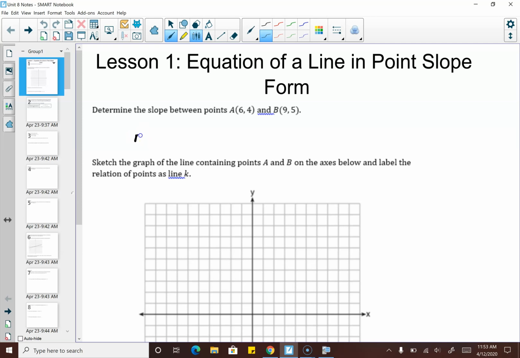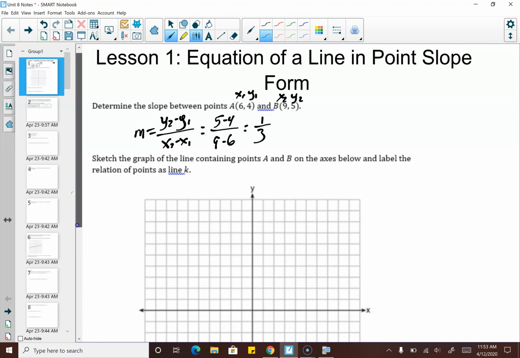If you remember, in y equals mx plus b, our slope is m, and here is our formula: y2 minus y1 over x2 minus x1. In other words, change in y over change in x. If we look at our 2 points, it doesn't matter which one you label x1, y1 and x2, y2. So I'm just going to go A is x1, y1 and B is x2, y2. As I plug into my formula here, 5 minus 4 over 9 minus 6. So 5 minus 4 is 1, 9 minus 6 is 3, and my slope here would be 1/3.